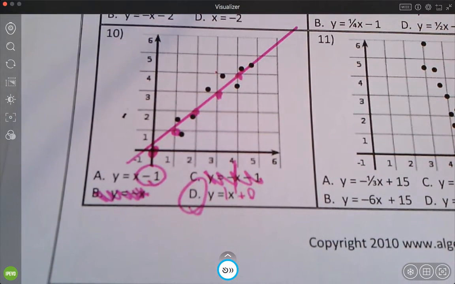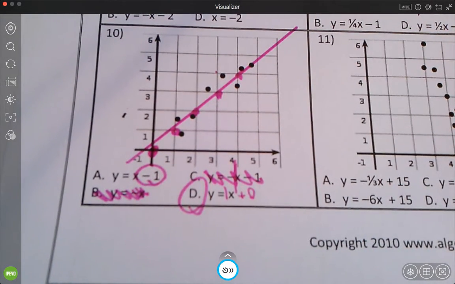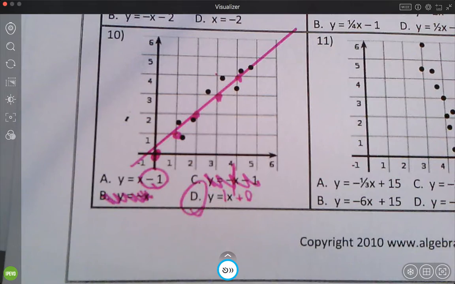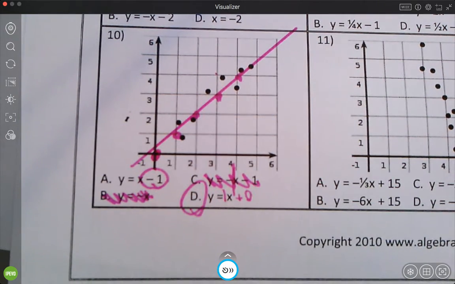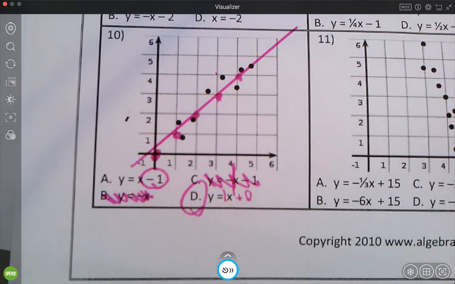So number 3 is A, number 10 is D, and good luck with the rest, filling in the form and taking some measurements. So we can actually create some scatter plots and do some predictions with that.